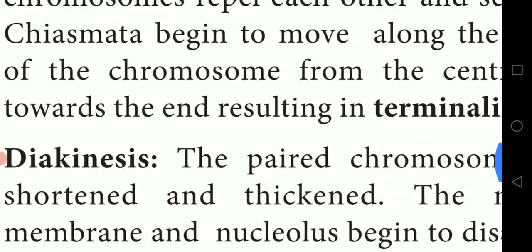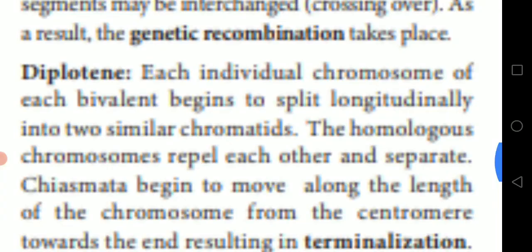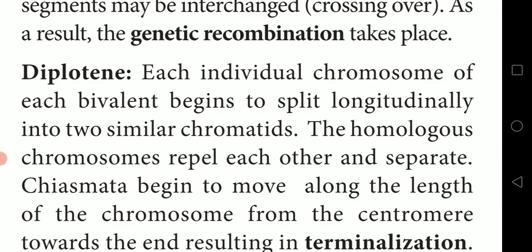Diplotene. Here, each individual chromosome of each bivalent begins to split longitudinally into two similar chromatids. The bivalent chromosomes have arm-like structures that begin to separate. That is what they call a split in the longitudinal direction, the straight direction, into two similar chromatids.